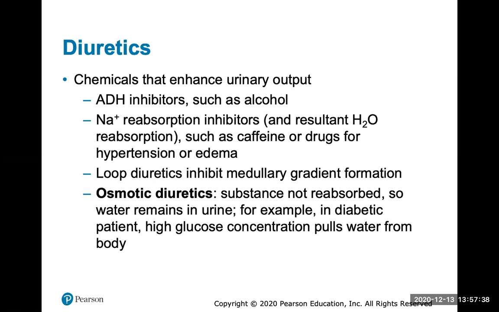A diuretic is a chemical that enhances urinary output. It will inhibit antidiuretic hormone, and alcohol is one such drug that does so. Sodium reabsorption inhibitors like caffeine or drugs for hypertension or edema will also enhance urinary output. Loop diuretics will inhibit the medullary gradient formation, and osmotic diuretics are substances not reabsorbed, so water remains high in the urine. For example, in diabetics, you have a high glucose concentration that pulls water from the body.